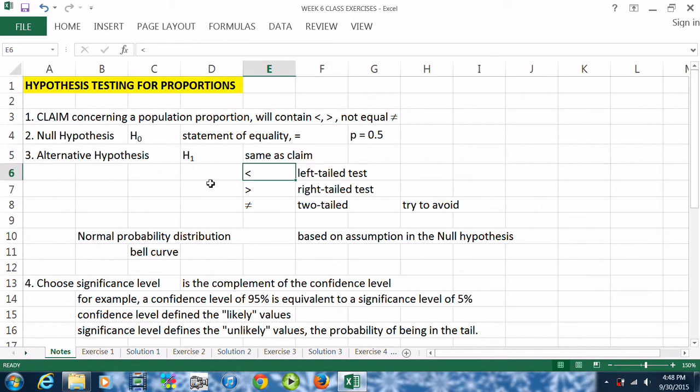Now we say that if the inequality in the alternative hypothesis is a less than, then we have a left-tailed test, because that less than symbol points towards the left tail. If it's a greater than, it would be a right-tailed test, so you can think of the greater than symbol as an arrow pointing to the right tail. And if it is a not equals to, it is a two-tailed test. I recommend we try to avoid these. We get a lot stronger results if we avoid the two-tailed test and we stick with one-tailed tests, either a left or a right-tailed test.